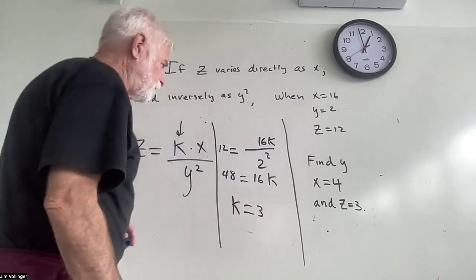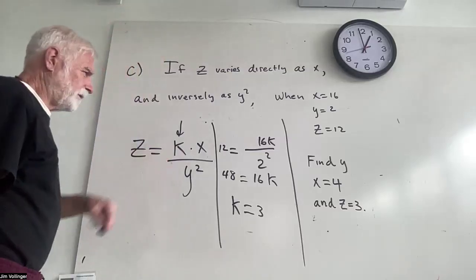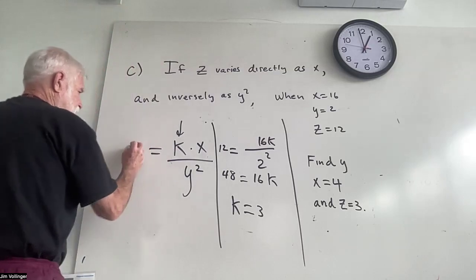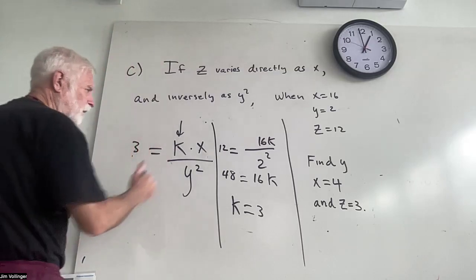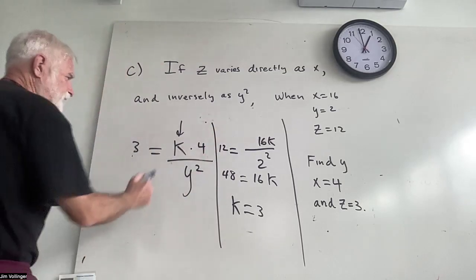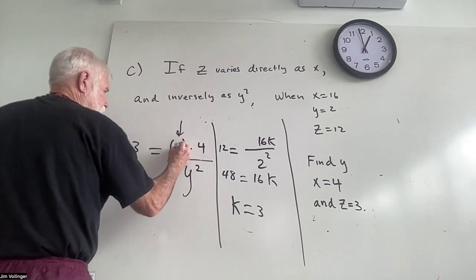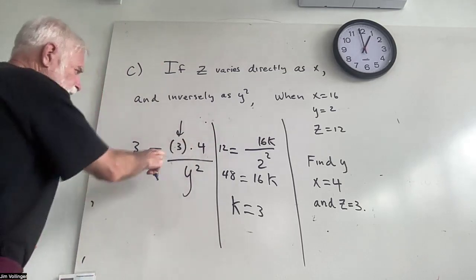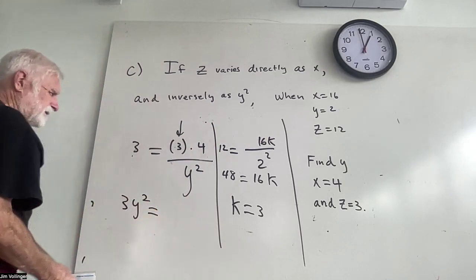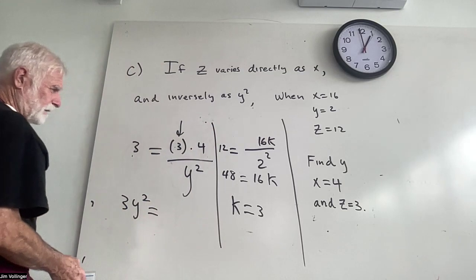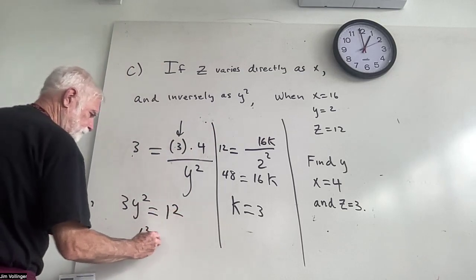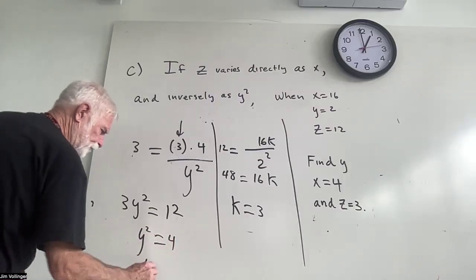So what do we do now? We set it up again. I'll use it right here, save myself some time. If Z is 3, okay, I got Z is 3, X is 4, times 4. And we just solved for K, K is 3. And so now I have 3Y squared equals 12 over Y. 3Y squared equals 12. So Y squared equals 4. And we'll just say Y is 2 for now.